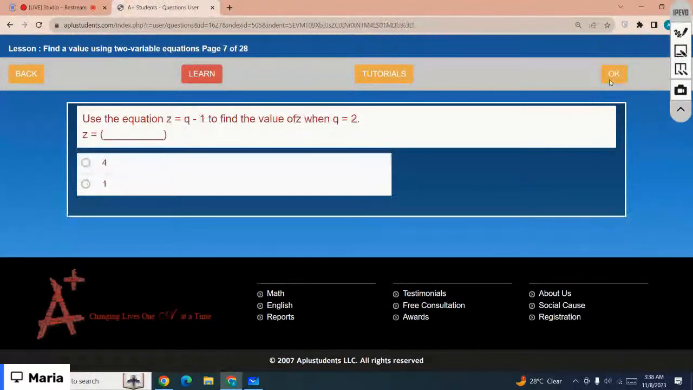Use the equation z equals q minus 1 to find the value of z when q equals 2. So, which is the correct option? The correct option is, very good. 2 minus 1 is 1. So, the correct option is 1.